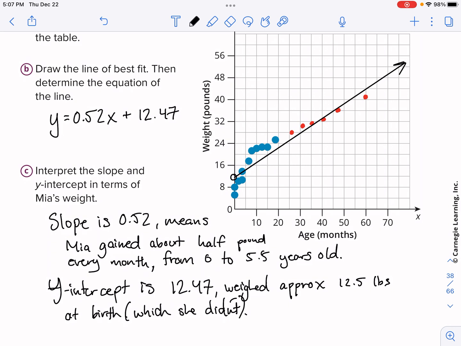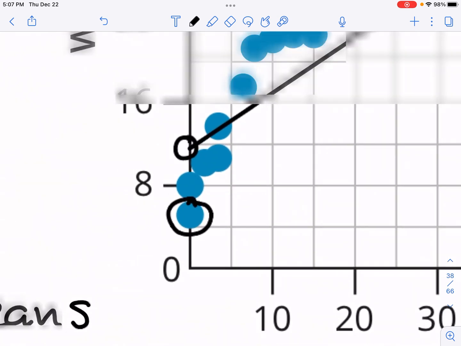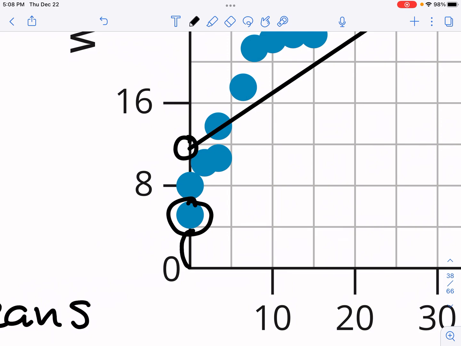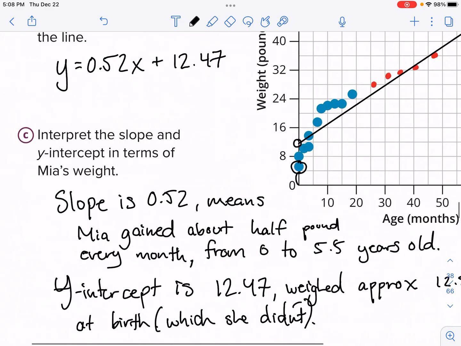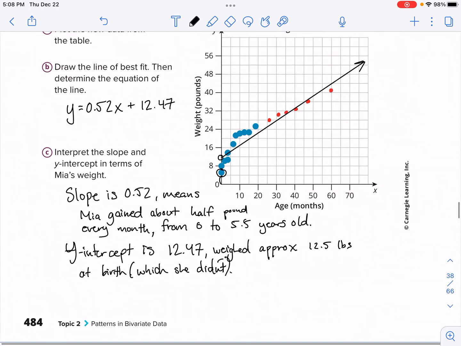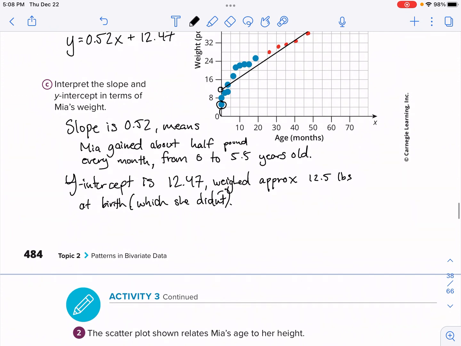So there are some errors in this prediction, right? We can even see right here, she would have weighed, maybe if this is 4, maybe 5 pounds, maybe 6 pounds. But we have that on the other table, but that's what it tells us at least. So maybe that's not super reliable, but we can use this prediction for other parts.